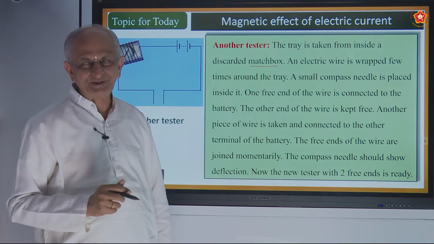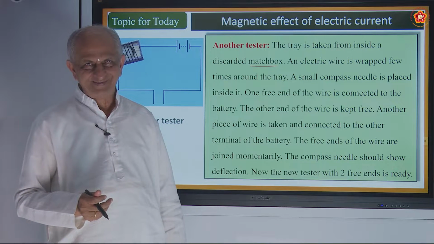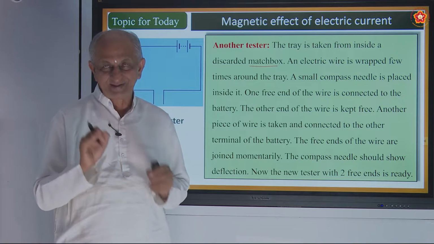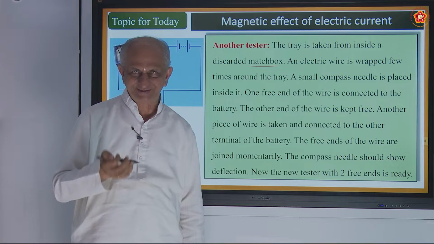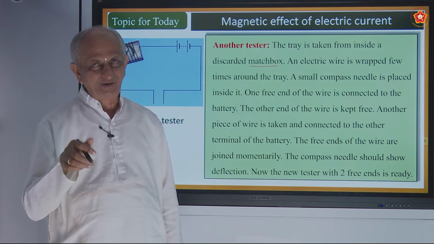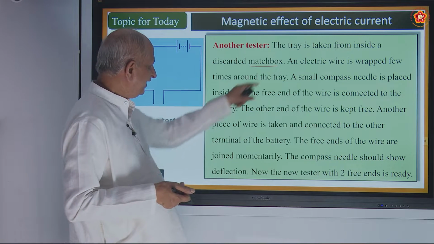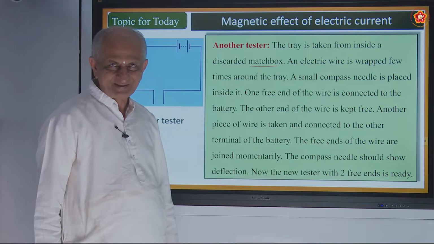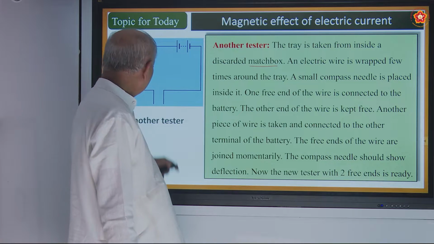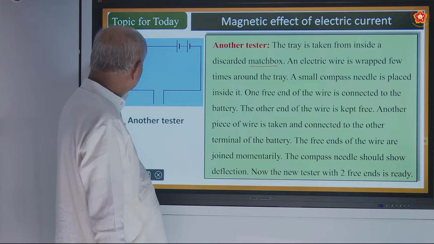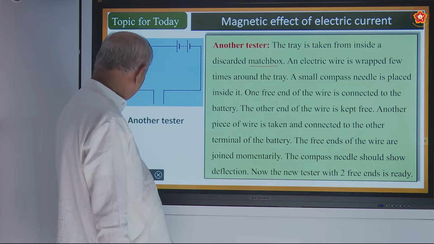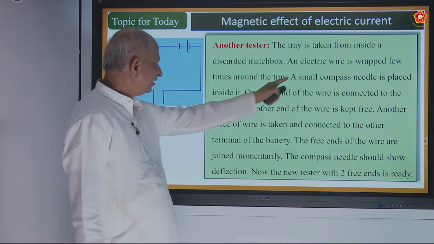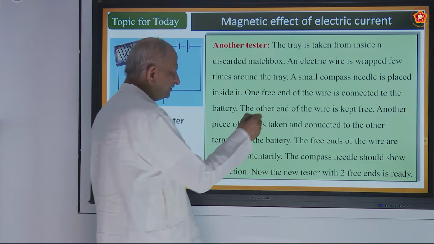In a matchbox, how many have seen a matchbox? All? Yeah. In a matchbox there are two sides made of red phosphorus, red in color, for scratching the matchsticks. But inside you have one box, that is what is called the tray, where all the matchsticks are kept. So an electric wire is wrapped here. This is a matchbox tray. In that tray, they have kept a compass needle, a small compass needle placed inside it.